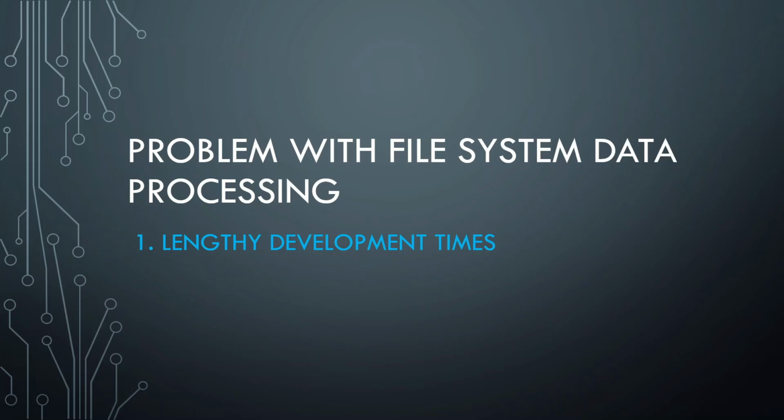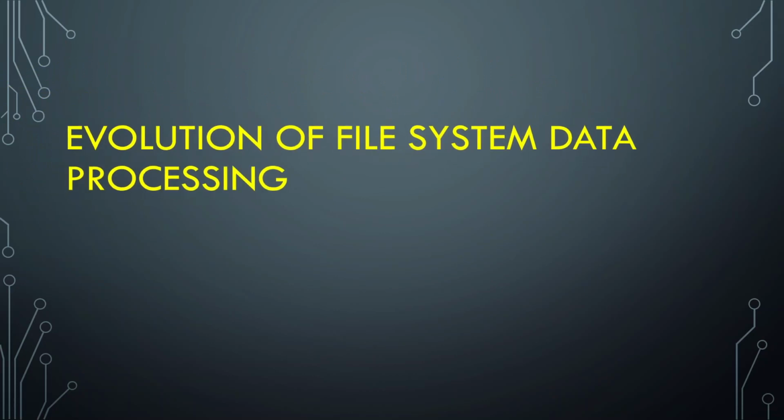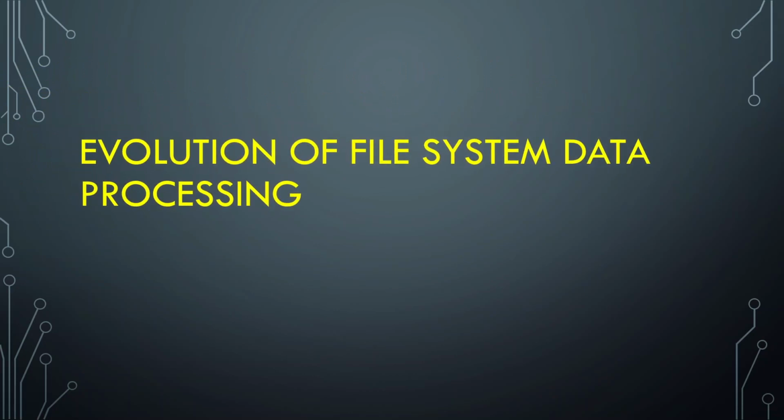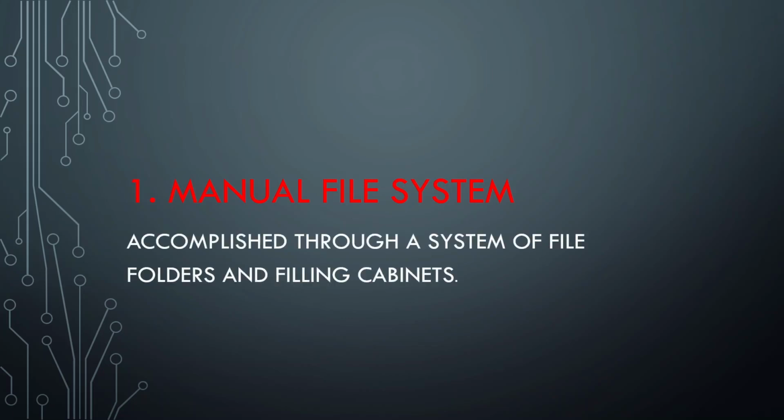Problem with file system data processing. Right now, we're about to look at the 3 sequential steps data processing took in order to reach the way it is today. So the evolution of file system data processing. We'll stick on that topic. First one is manual file system. It was accomplished through a system of file folders and filing cabinets. This was like in the early days, like during the 90s. This was where people were using file folders and filing cabinets to actually store information. Okay, this is like during those times.